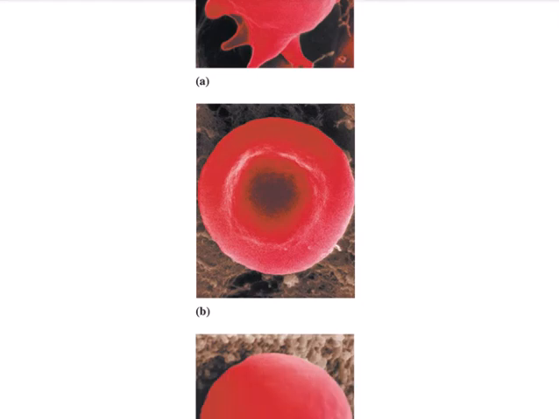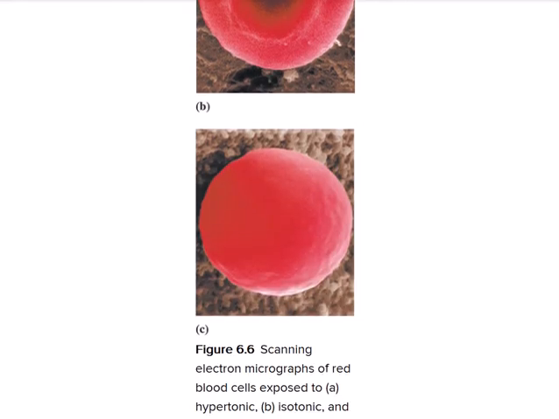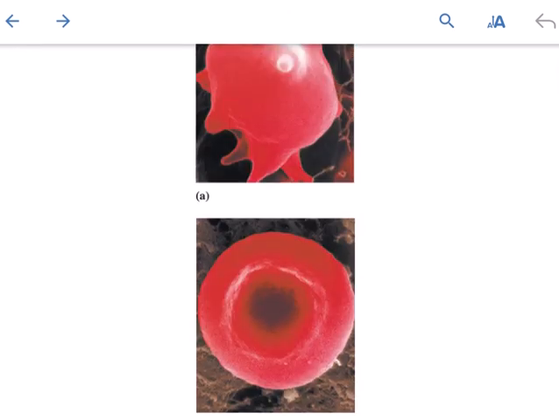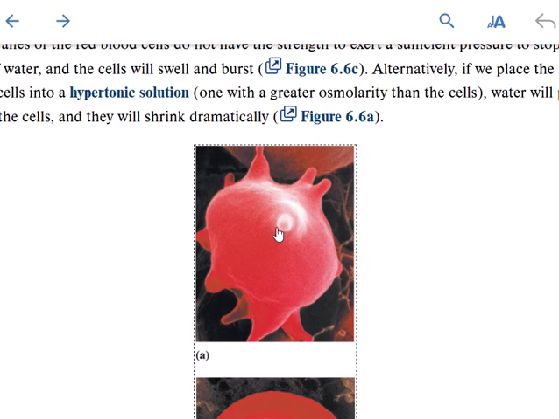Now, in the case where we have the inside that is more concentrated than the outside, water starts to move in, and we say that we have placed the red blood cell in a hypotonic solution. Hypotonic. And finally, if the contents of the red blood cell had to move out because the outside was more concentrated than the inside, then we say that the solution outside is hypertonic.